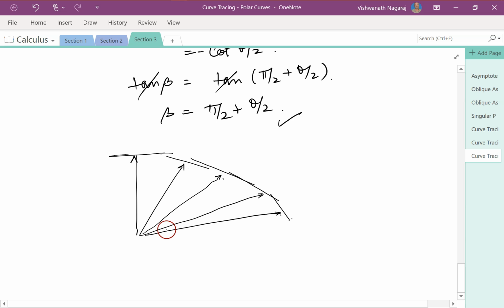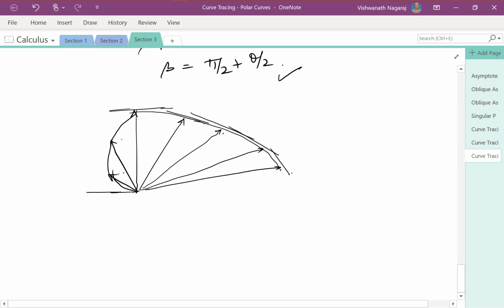Accordingly we can plot. And here remember, when it is minus pi, the radius vector is 0. So it starts from 0, goes like this, goes like this, goes like this. And then it is just a question of symmetry on the other side. So that is curve tracing when the curve is in polar form.